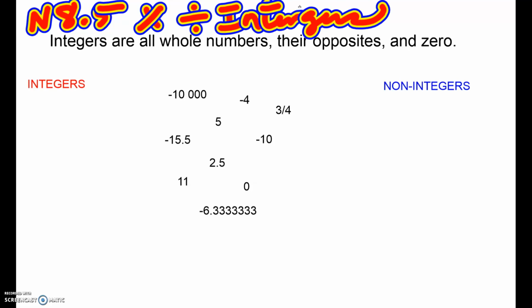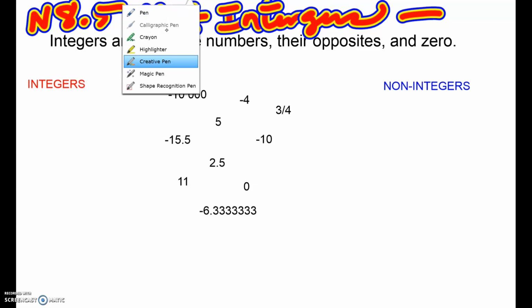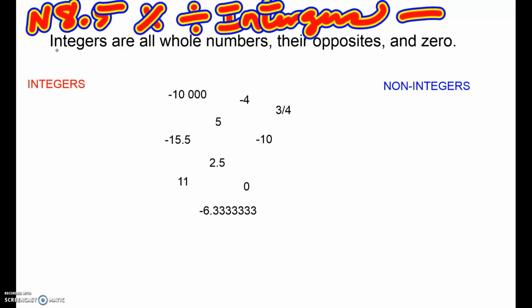We're going to learn about multiplication and division of integers. First of all, do you remember what integers are? It says at the top here, integers are whole numbers and all whole number opposites as well as 0.